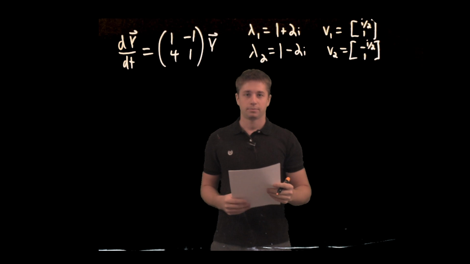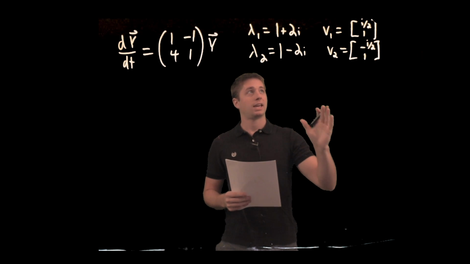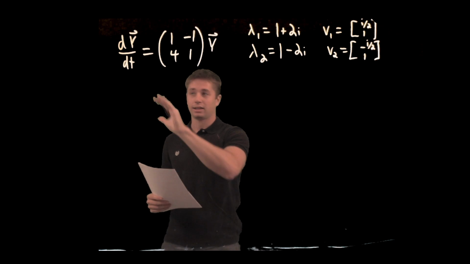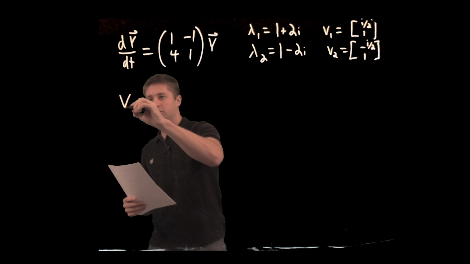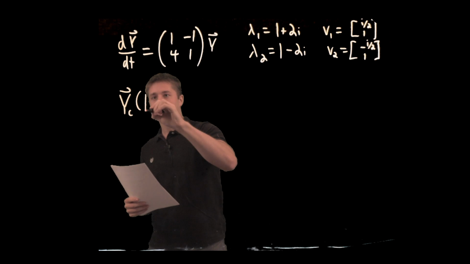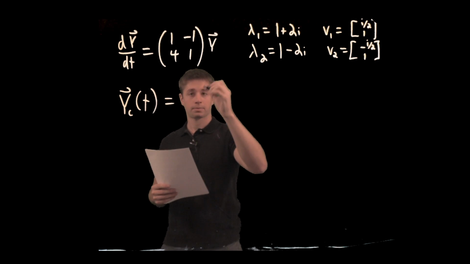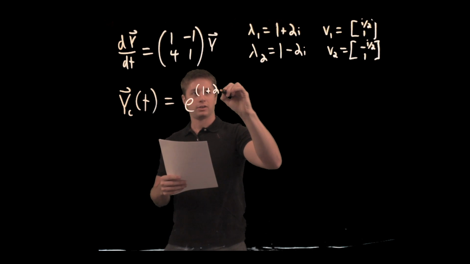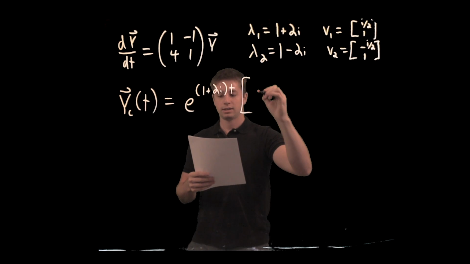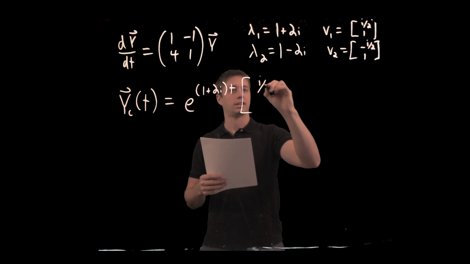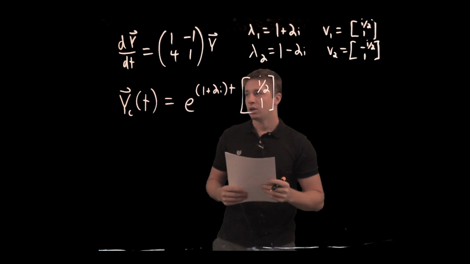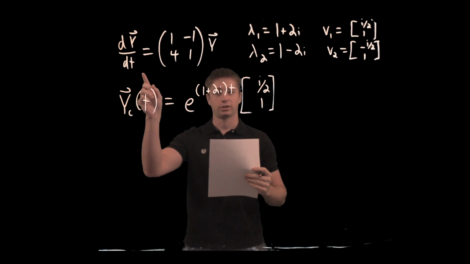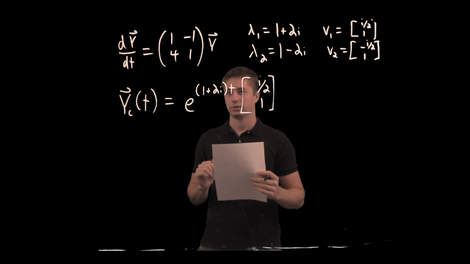So how do we proceed? It's the same as in the case of real eigenvalues, in the sense that we now know how to create at least one solution. So I'll write y_c of t, the c standing for complex. And we get e to the eigenvalue times t times the associated eigenvector. So this is a perfectly good complex solution to our system of differential equations.